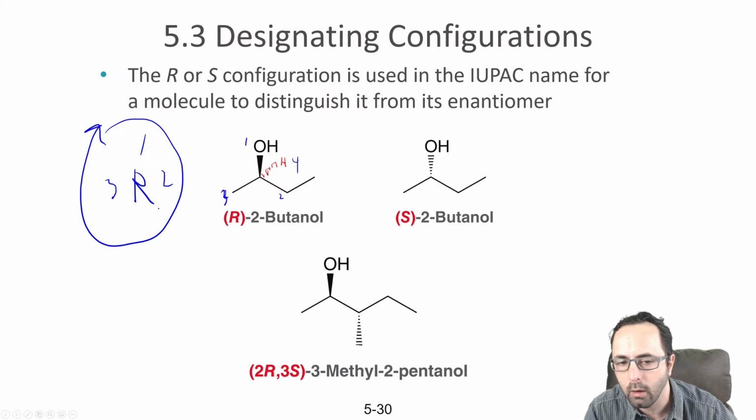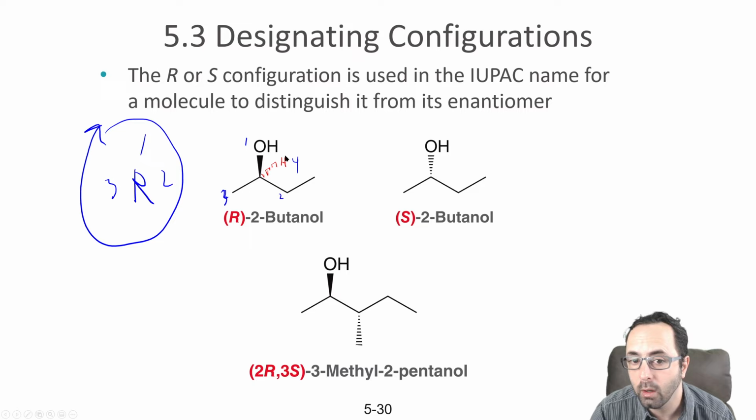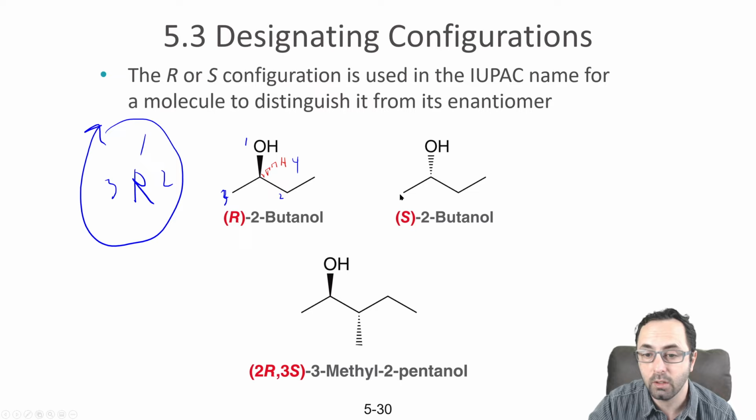And notice we've done a swap here. Now 1 and 4 are swapped in this one. So using the heuristic that we just learned, since you observed a single swap, you would know this would be converting between R and S. But you could go through the process and assign R and S. So this one is S. We put a hydrogen here, okay?